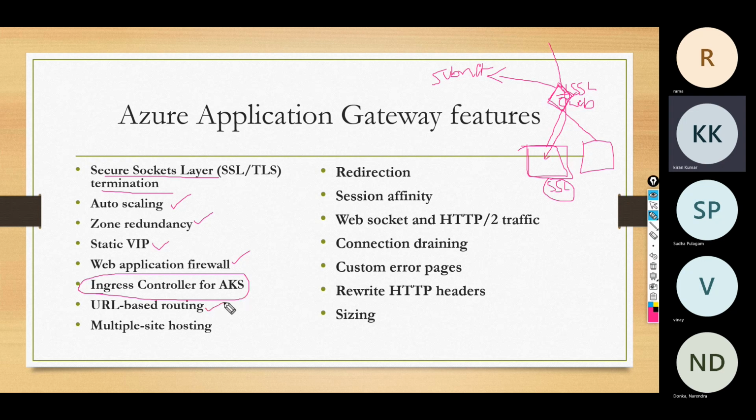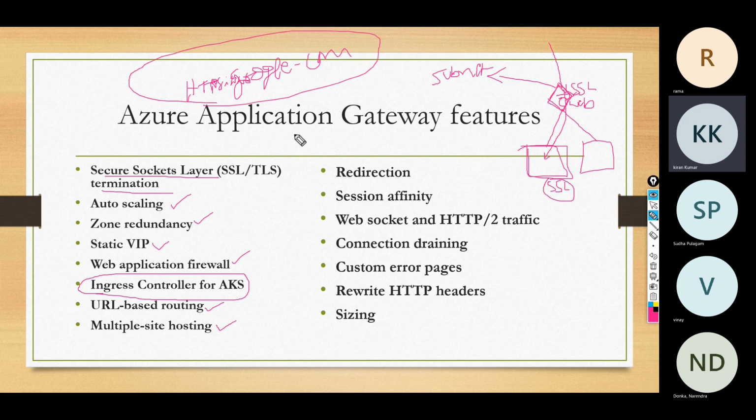And URL based routing, we already discussed. Path based routing means URL based routing, and multi-site hosting we already discussed. Multiple website hosting purpose we can use it. And redirection. Nowadays if you see, if I give google.com in the browser, automatically it becomes HTTPS and www.google.com, like that we are getting.